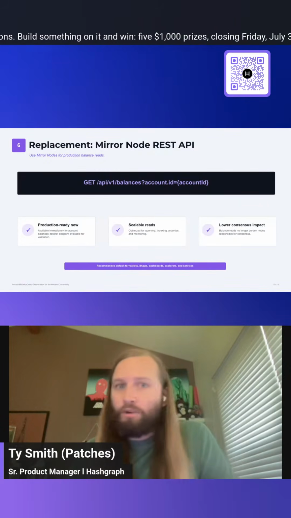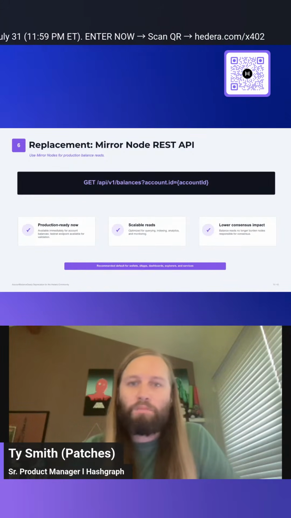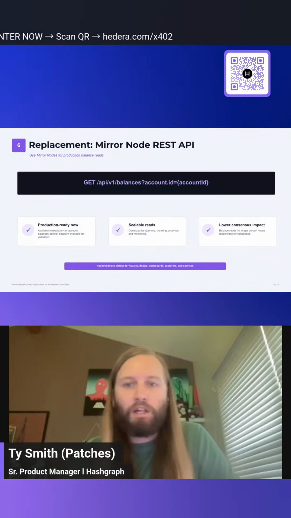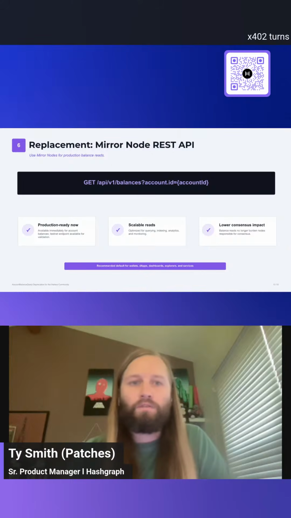So right now, mirror nodes are ready. You can hit a mirror node for a balance just by making a GET request to this API route. It's production ready, it's scalable, and again, it lowers that consensus impact so the network can continue to scale.